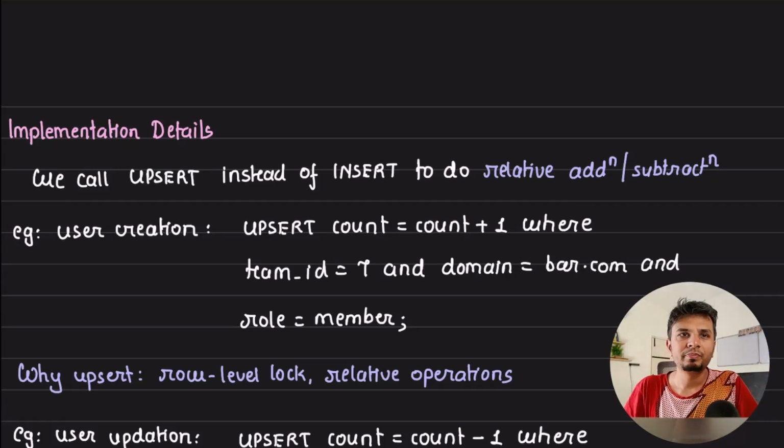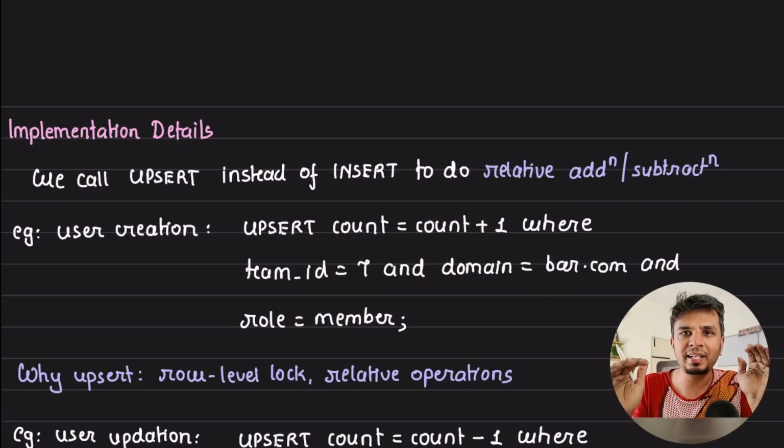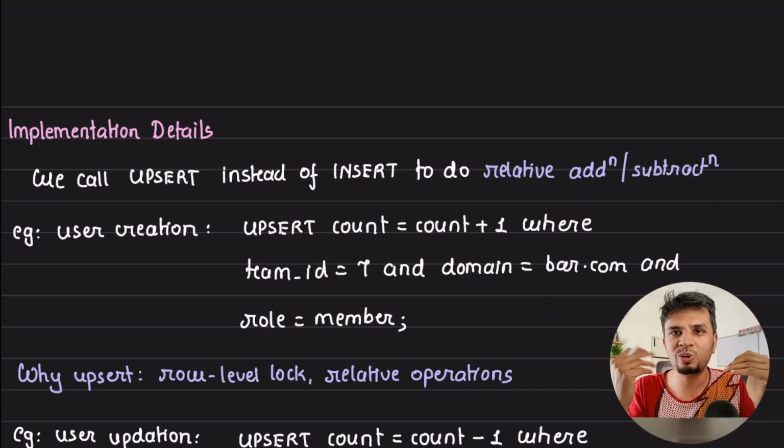So what you do is whenever a user is created, you fire an upsert statement like this: upsert count equal to count plus 1, where team ID equal to 7 and domain equal to bar.com and role equal to member. This way, if the entry doesn't exist, it would create that entry. If it exists, it would update the entry to count equal to count plus 1.